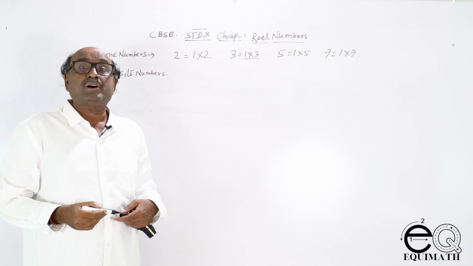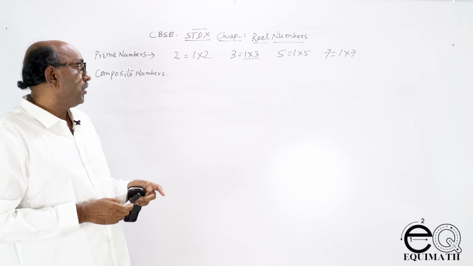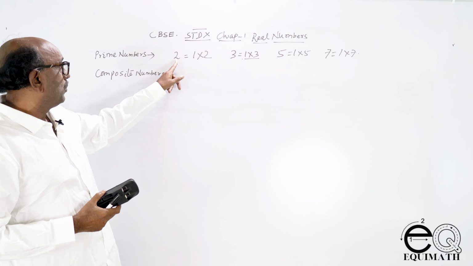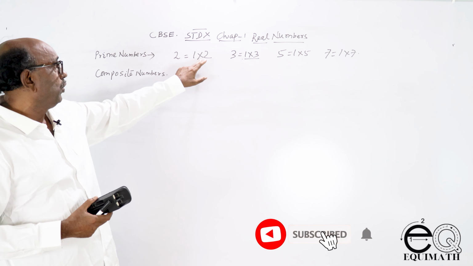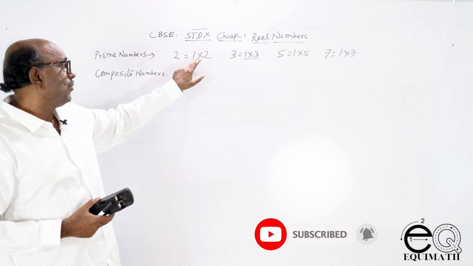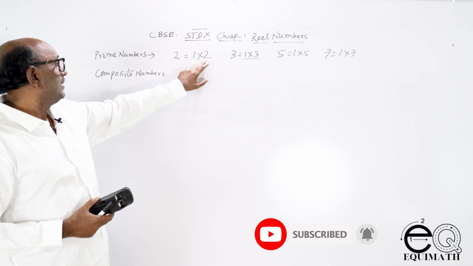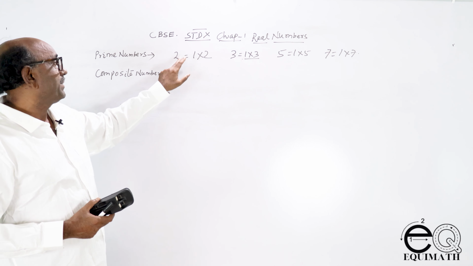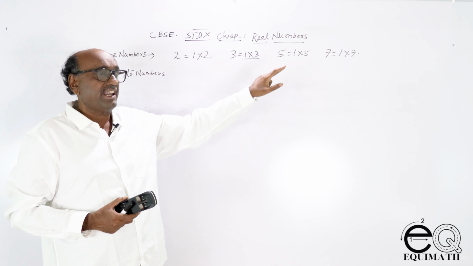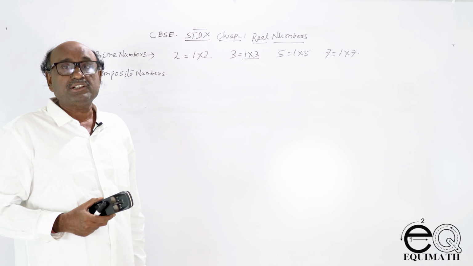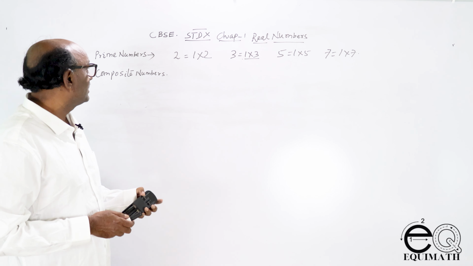So what are prime numbers? The number which has only 2 factors, that means 1 and itself. All these numbers are prime numbers: 2, 3, 5, 7, 11. All these numbers are prime numbers.